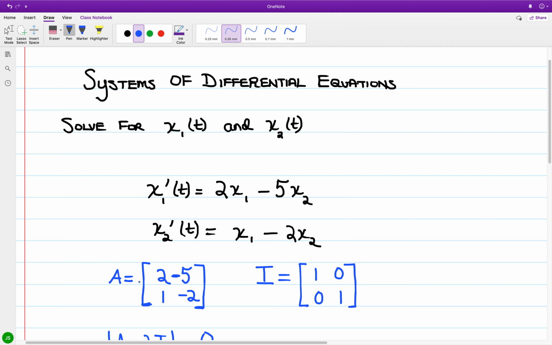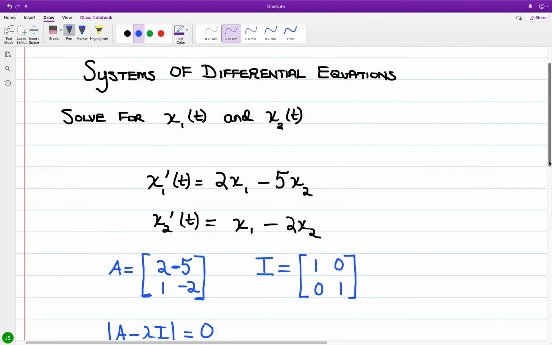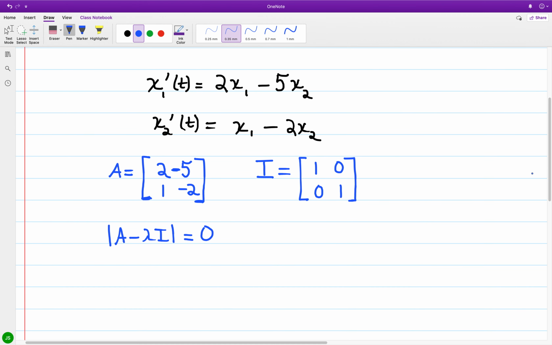And letting A represent the coefficient matrix, again we have 2 and 1, and this time for the second column we have -5 and -2. And we have again the identity matrix, which will consist of 1 and 0 and 0 and 1 as we look at it column by column. And in establishing what we have for the determinant of A minus lambda I, again lambda is in reference to the eigenvalue.